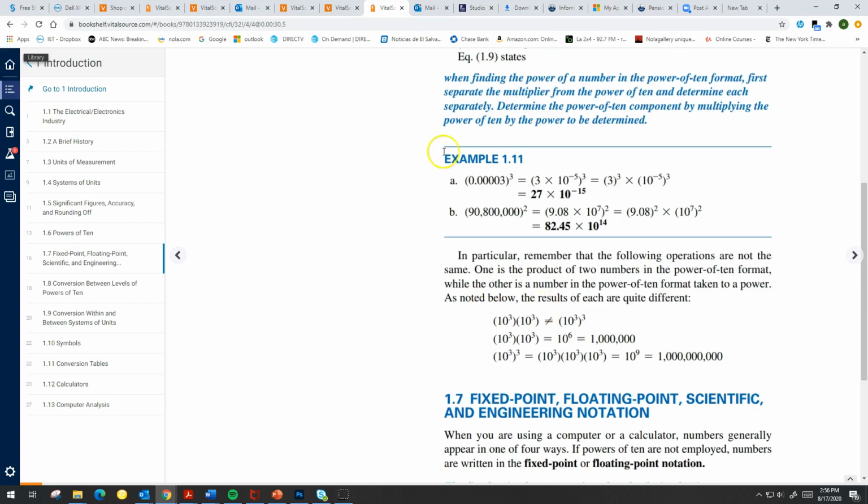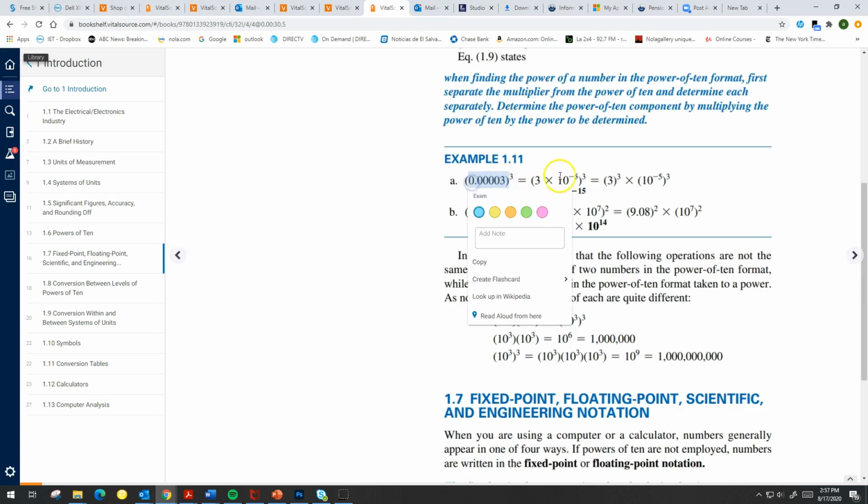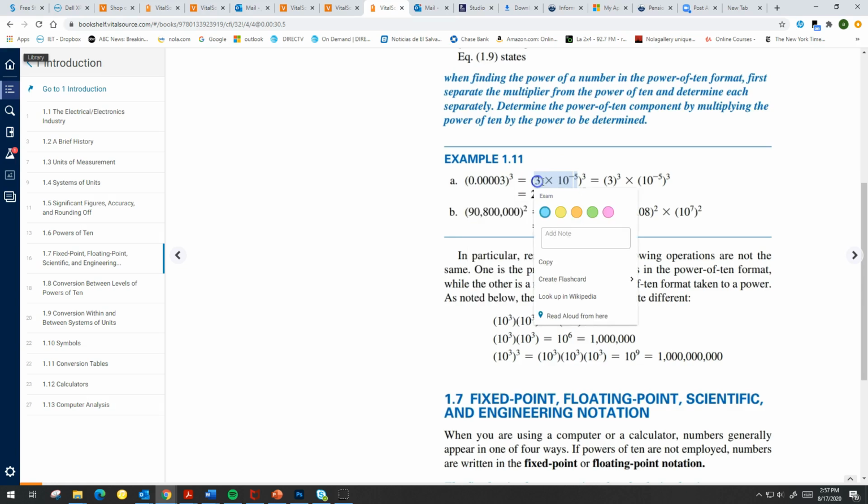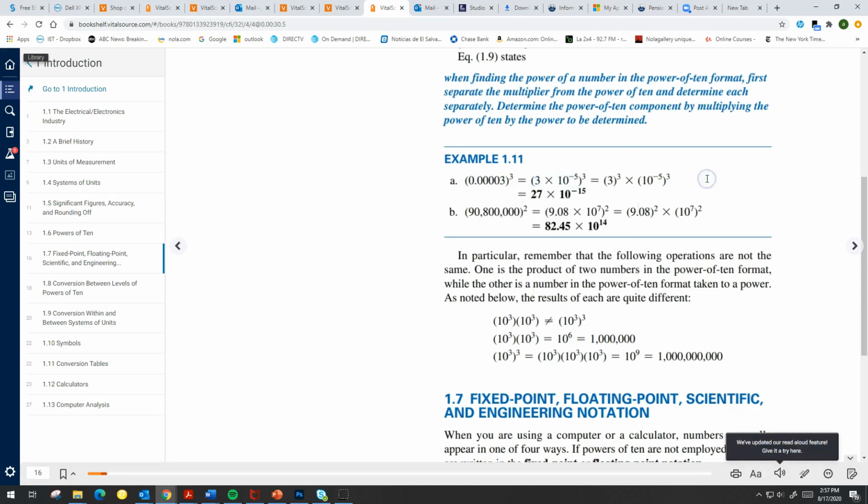All right, so if we look at an example, I have this number 0.00003 raised to the power of 3. Well, then that number in parentheses, if I move the decimal point in front of the 3, I'm moving it 5 times. So this will be 3 times 10 to the minus 5, raised to the power of 3. Notice how I made this number inside the parentheses equal to this expression inside the parentheses, by manipulating where the decimal point goes.